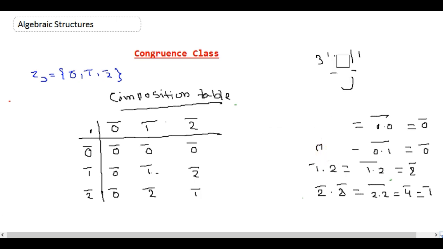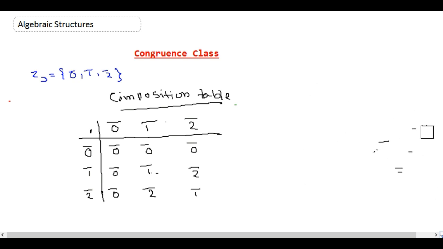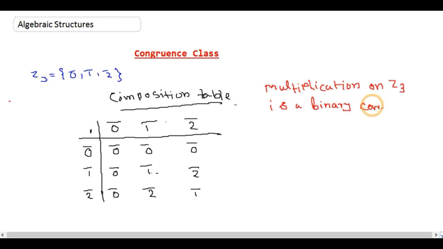So let me erase this part and write down the multiplication on the set J3. Multiplication, as we defined it in the composition table, on J3 is a binary composition. So under this composition of multiplication, does J3 form a group? That's a big question, and we are going to answer this.